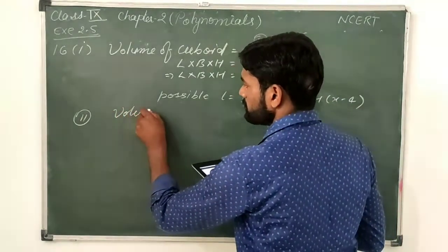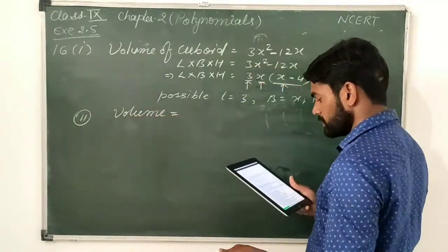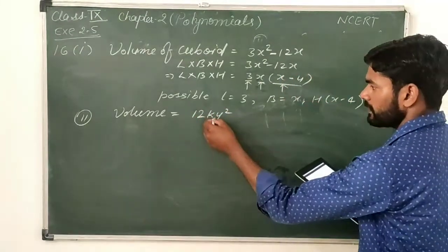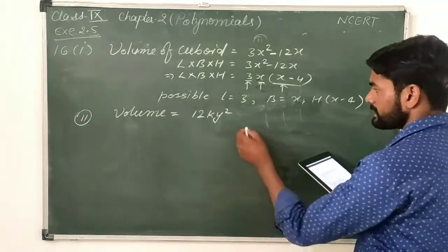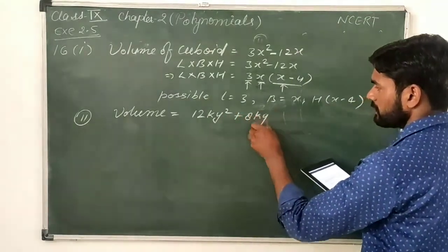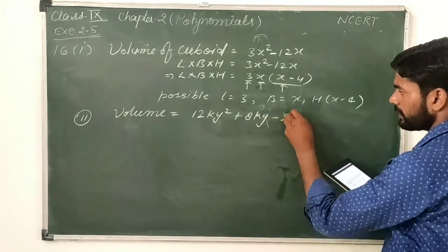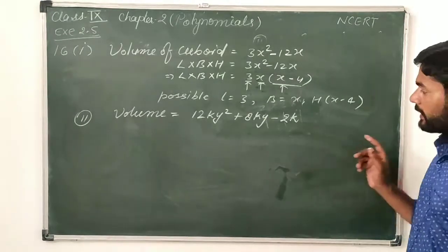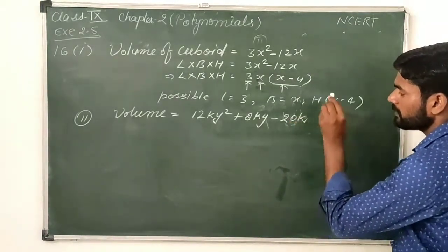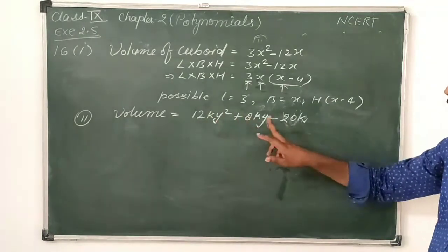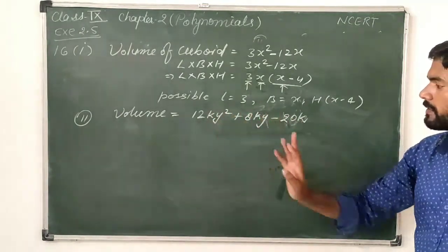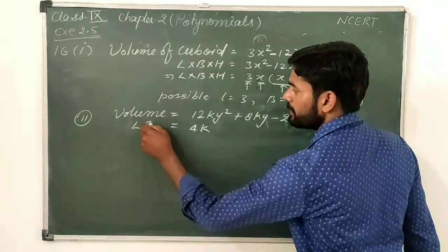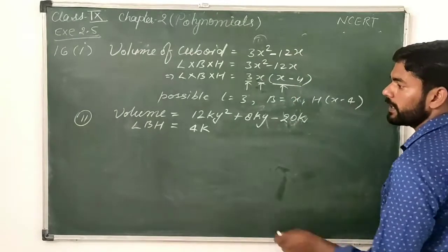Volume is equal to 12ky square plus 8ky minus 20k. 4 3s are 12, 4 2s are 8, 4 5s are 20. k is also available in all, so 4k is common and it is LBH, length into breadth into height.